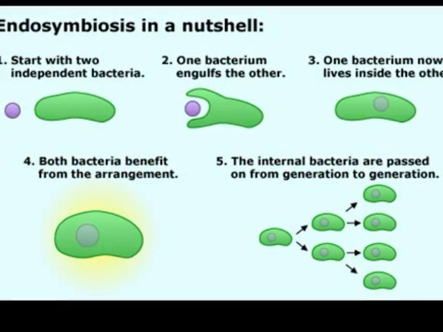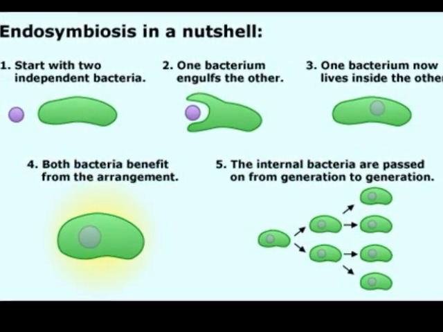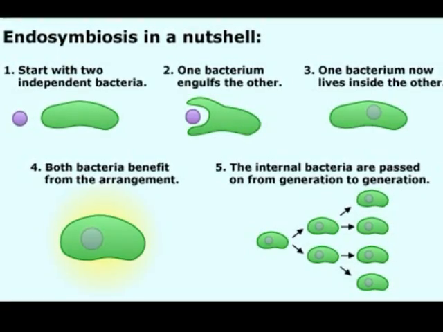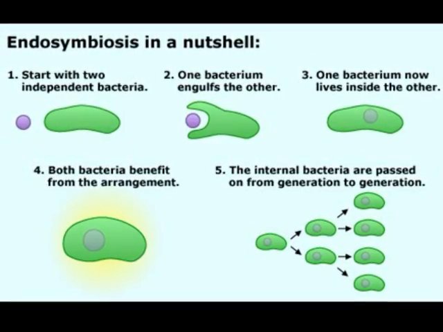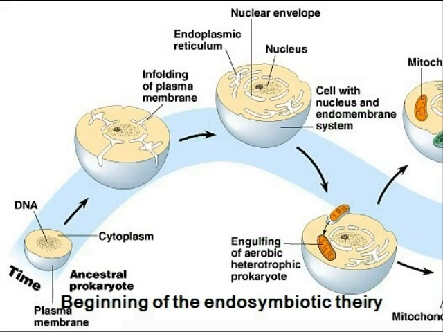The endosymbiotic theory provides a good explanation of how this could have happened. A bacterium is engulfed by another and lives inside of it. The process begins with prokaryotic cells infolding their membranes to produce a nucleus with DNA. More infolding would allow the endoplasmic reticulum to form. Please take a few moments to read the text within the diagram.